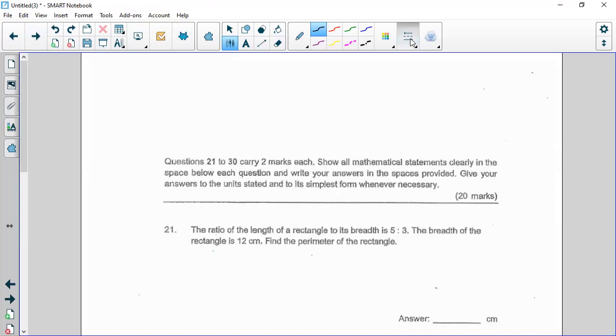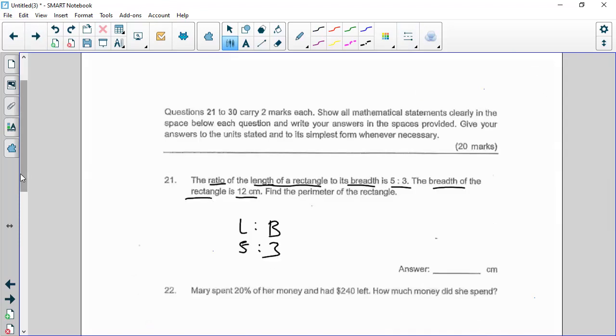The ratio. So now you have ratio again. The ratio of the length of the rectangle to the breadth is 5:3. The breadth of the rectangle is 12 cm. How many units? Let's put down here, ratio method. So you label length to breadth, 5:3. And the breadth of the rectangle is 12 cm. I'm sure you had learned this in school, right? So that tells you 3 units is equal to 12 cm. So 1 unit, 12 divided by 3.